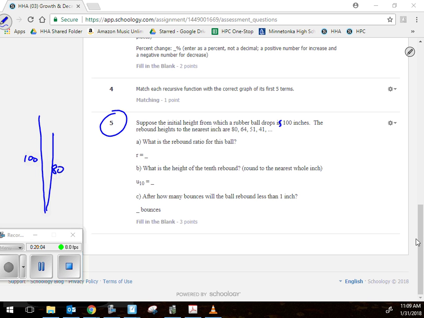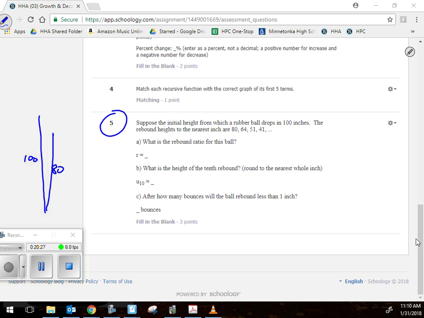I hope you can see that I could divide the 100 by the 80, but they didn't list the 100. This is a common ratio. You could divide that one by that one, or this one by this one. You can divide any one of them. You always make the second one divided by the first one, though.